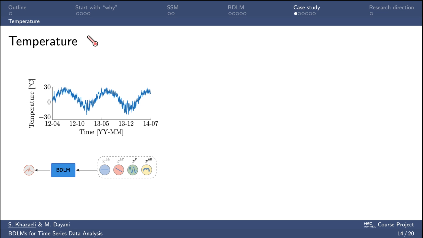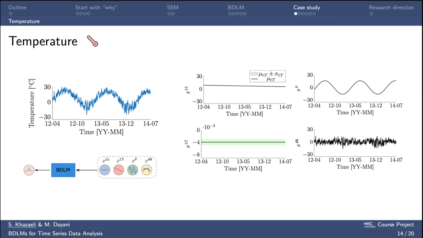You see the results we obtained from the time series analysis. In this figure, the black line is the mean value and the green area is the confidence interval, which is the mean plus or minus one standard deviation. On top left, you see the local level, which is the baseline behavior. It shows a negative slope, meaning that the mean temperature is decreasing.